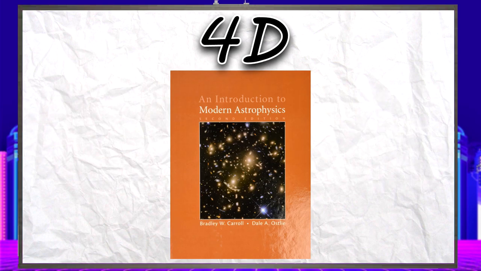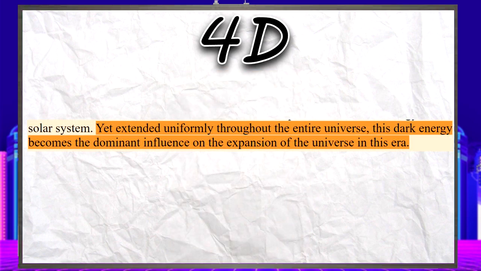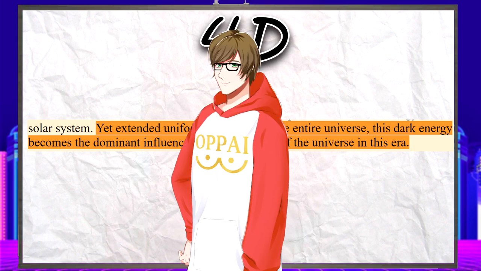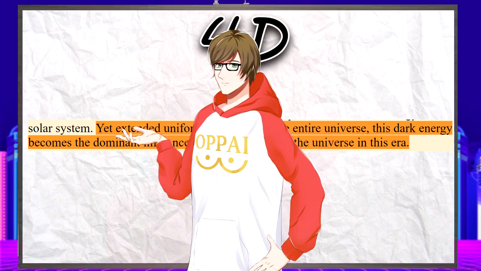And according to An Introduction to Modern Astrophysics, a book written by Dale Ostlie and Bradley Carroll, both physicists, extended uniformly throughout the entire universe, this dark energy becomes the dominant influence on the expansion of the universe in this era. As the universe grew from 20 million light years to 93 billion light years in diameter, so too did the dark energy grow stronger.